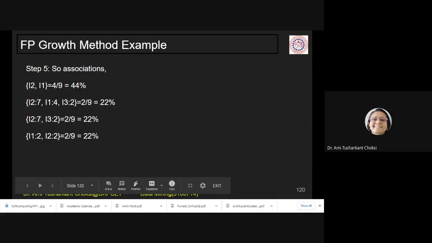Fine. So associations are, say I2 I1 is 44 percentage, I2 I1 I3 is 22 percentage, I2, I3 is 22 percentage, and I1, I2 is 22 percentage. Right? That's all for today.